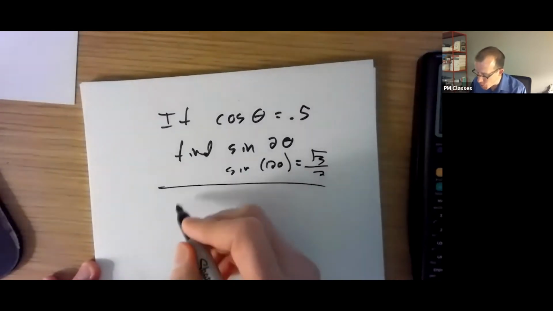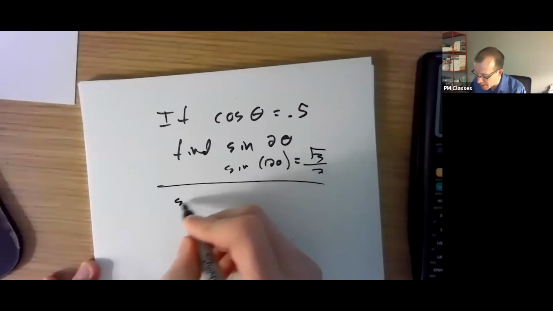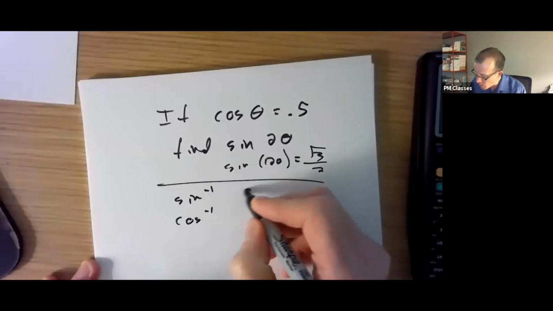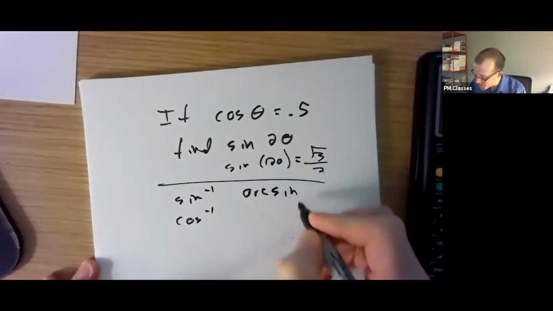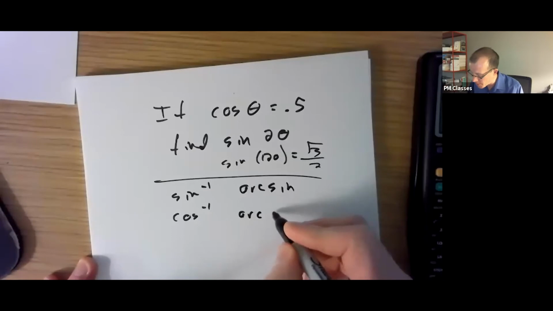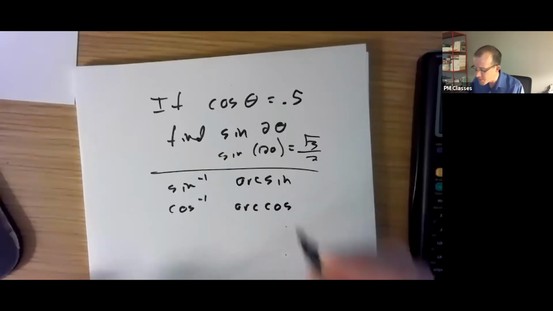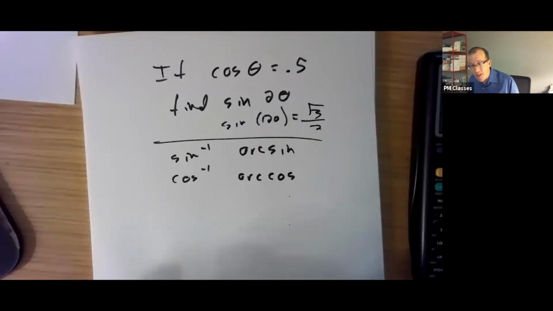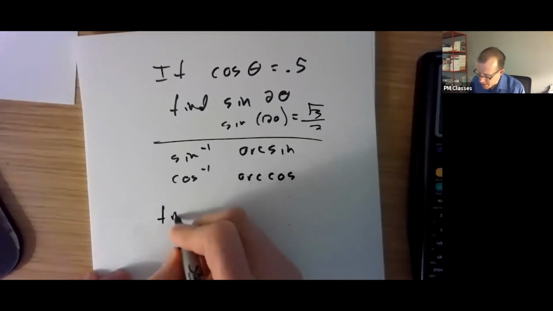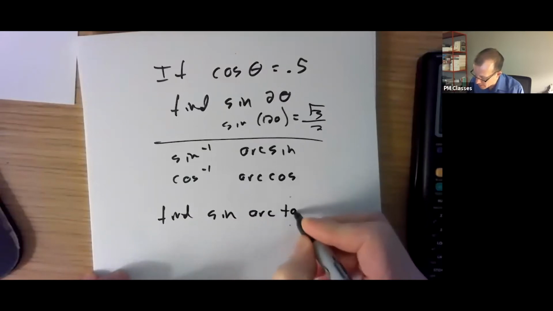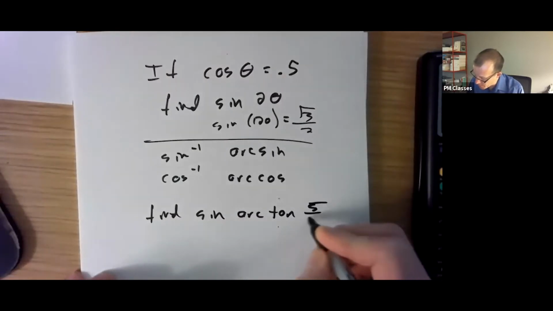SAT sometimes uses, in place of the inverse sine or the inverse cosine, what's called arc sine. It's the same thing, it's just a different way of describing it, or arc cosine. This probably shows up even more on the subject test if you take that, and it's just language. So here's a complicated version of this. Find sine arc tan 5/12.